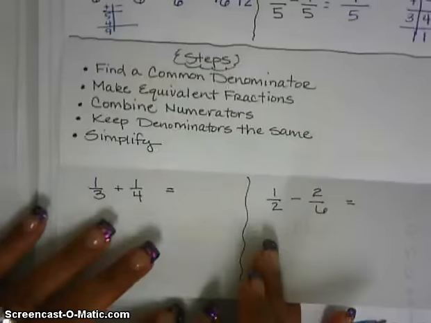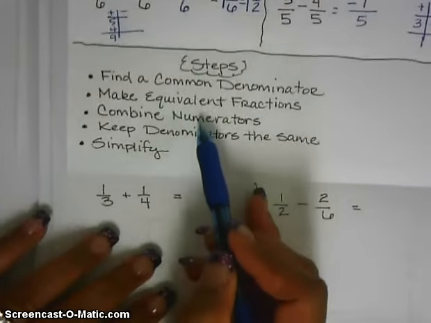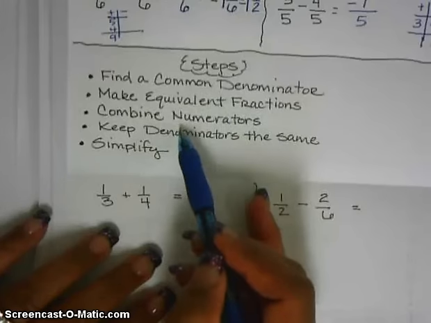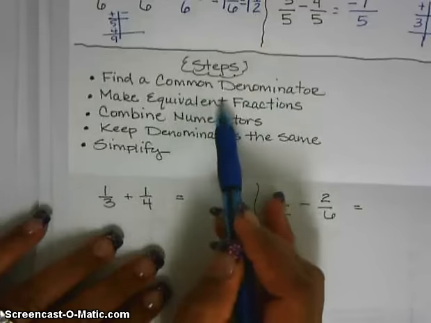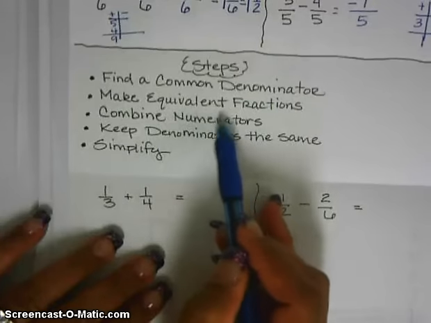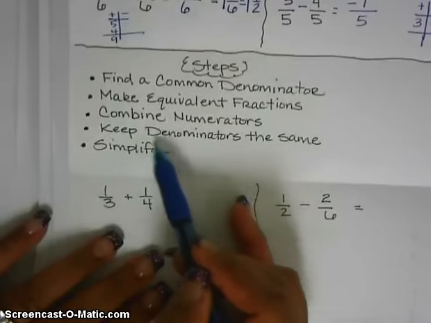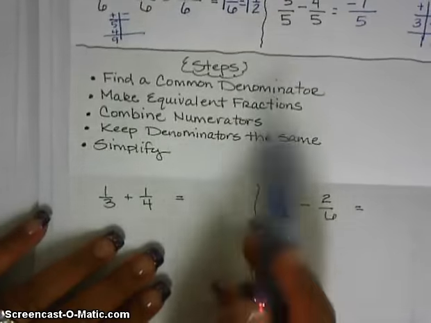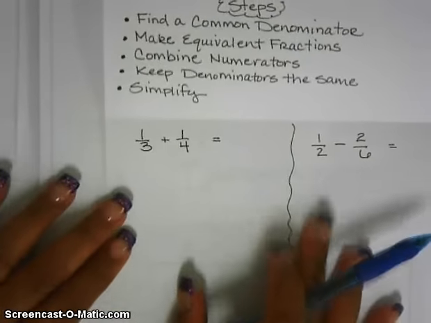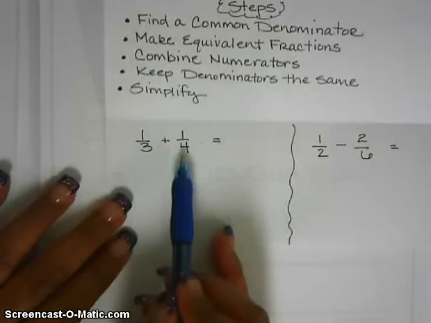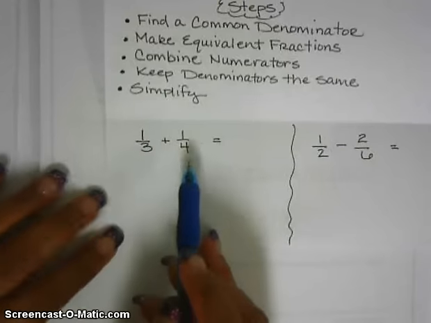Okay, so now we're going to look at unlike denominators. Unlike denominators, we have 2 extra steps that we need to do before we can combine numerators. Okay, so let's look at our steps. We want to find a common denominator. We want to make equivalent fractions. And then we're ready to combine the numerators, keep denominators the same, and simplify. Okay, so let's take a look at our example. 1/3 plus 1/4. My denominators are not the same. They have to be the same before we can combine.